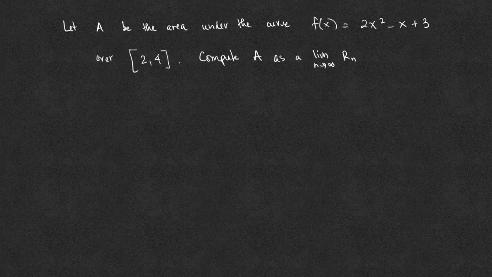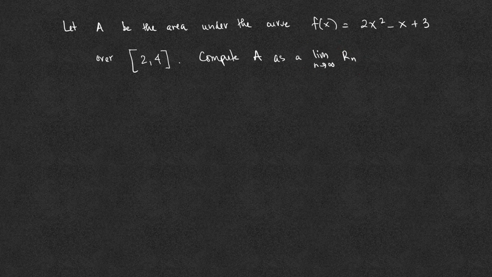Let A be the area under the curve f(x) = x² − x + 3 over the interval [2, 4]. Compute the area as the limit using the right endpoints. We know that we won't be able to use geometry in this case because this is a parabola. So we would need to compute this area using the limit.